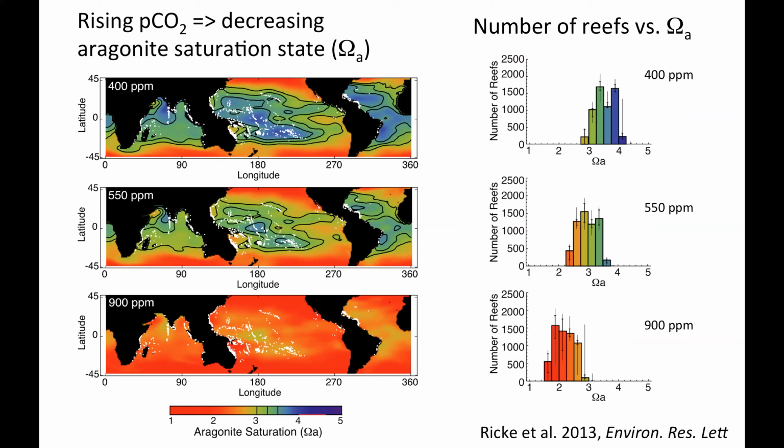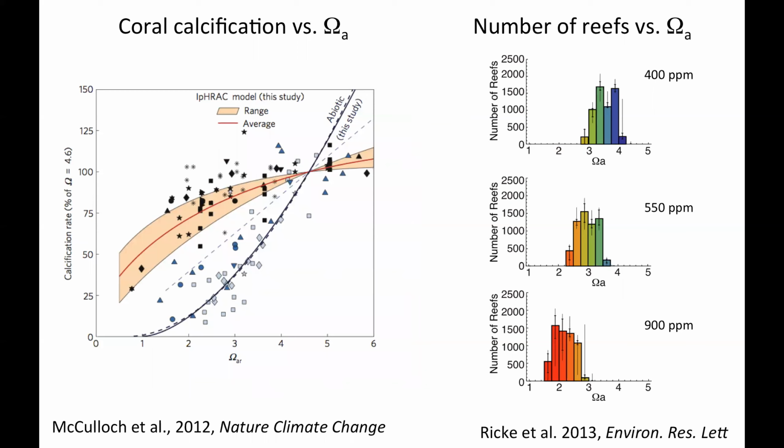However, the initial concern about these changes in chemistry was initially focused on the effect on marine calcifiers. This figure shows how calcification by different coral species is affected by changing aragonite saturation states, which is shown here on the x-axis, and the relative rate of calcification on the y-axis. What we can see is that as aragonite saturation decreases, the rate of calcification decreases, although there's a different sensitivity between different species.